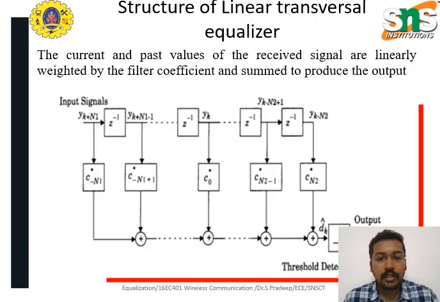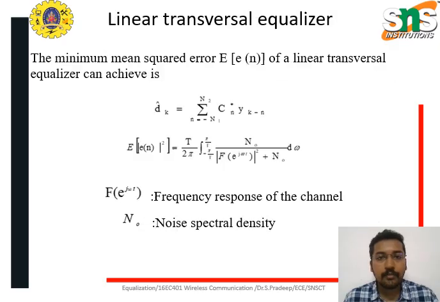Next, this block diagram shows the structure of linear transversal equalizer. The current and past values of the received signal are linearly weighted by the filter coefficients and summed to produce the output. The minimum mean square error of the linear transversal equalizer is given in this equation.